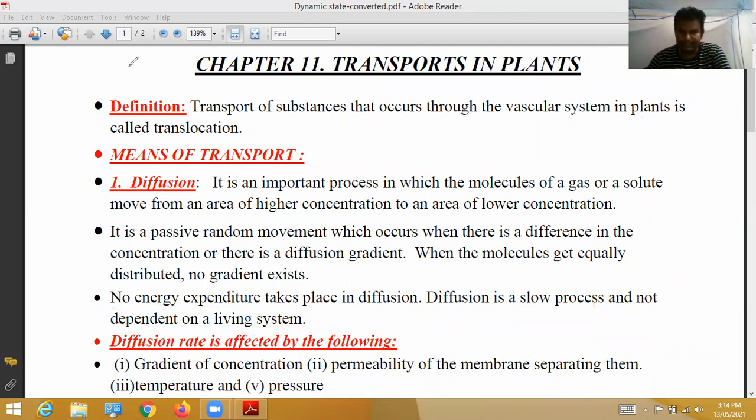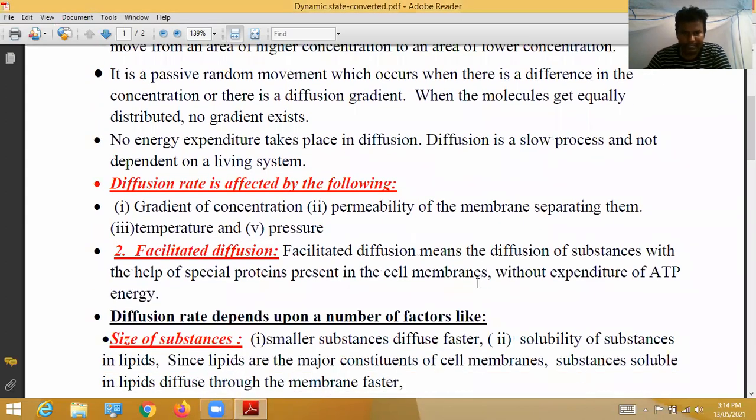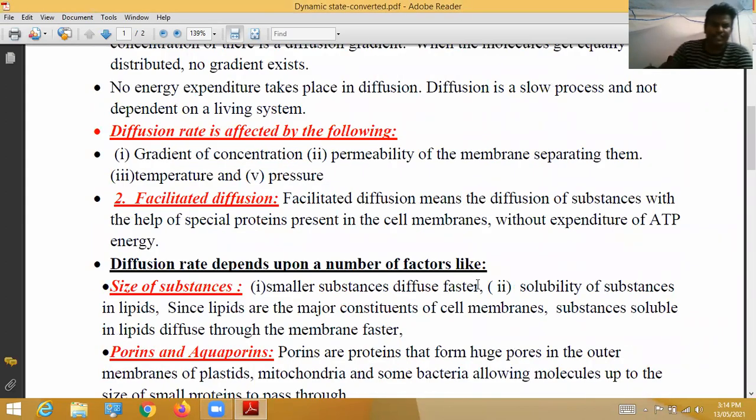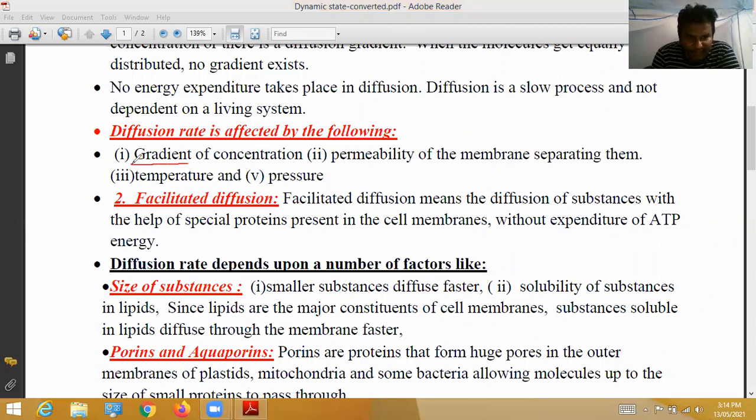So here next. Next, come to the point. Diffusion rate is affected by the following. So in favorable conditions only, diffusion successfully happens. In some conditions, the rate of diffusion is affected. So what are the factors that affect the diffusion? That is, see, gradient of concentration.